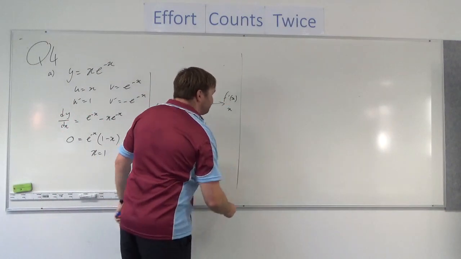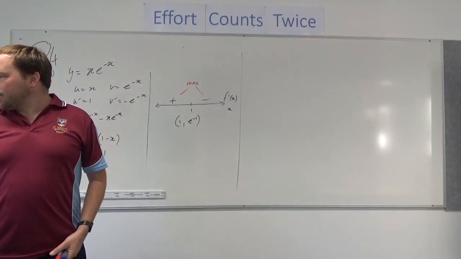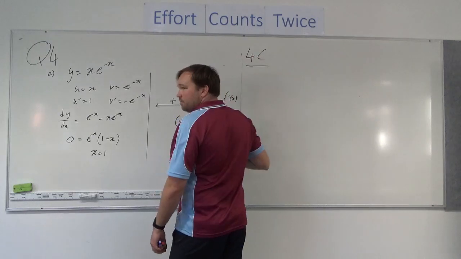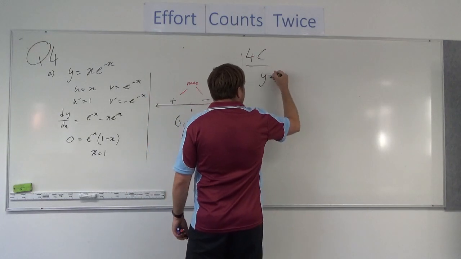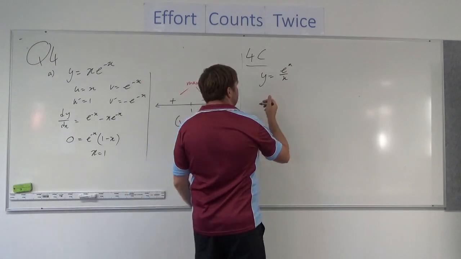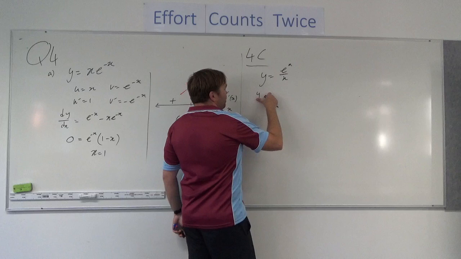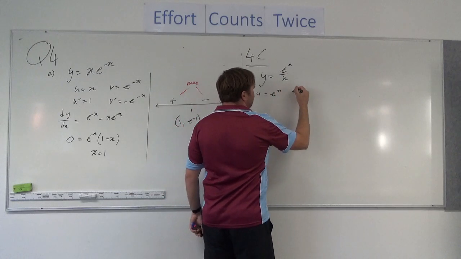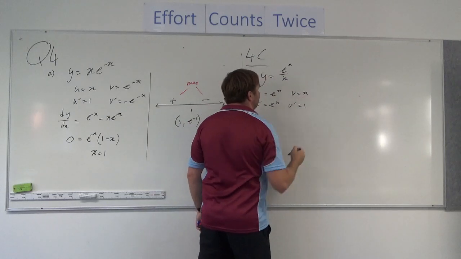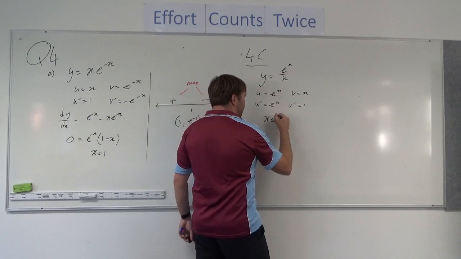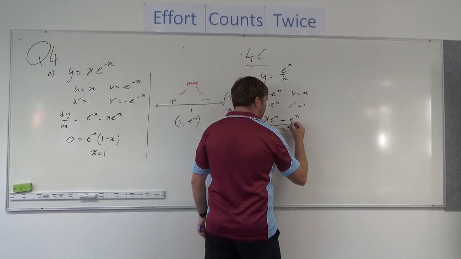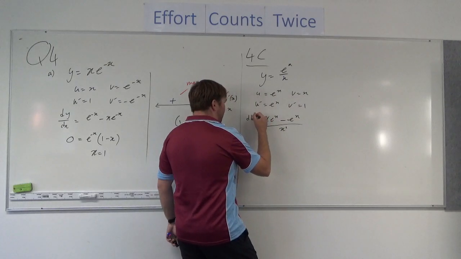We'll do another over here. Let's do 4c, which starts off with y equals e to the x on x. Alright, so we differentiate. u equals e to the x, v equals x, u' is e to the x, v' is 1. u'v minus v'u over x squared: x e to the x minus e to the x over x squared. That is now dy/dx.